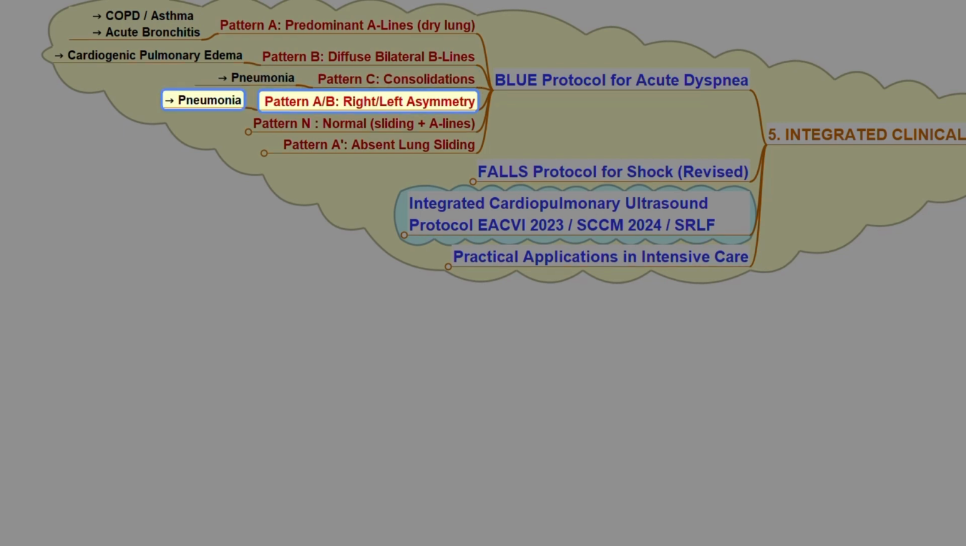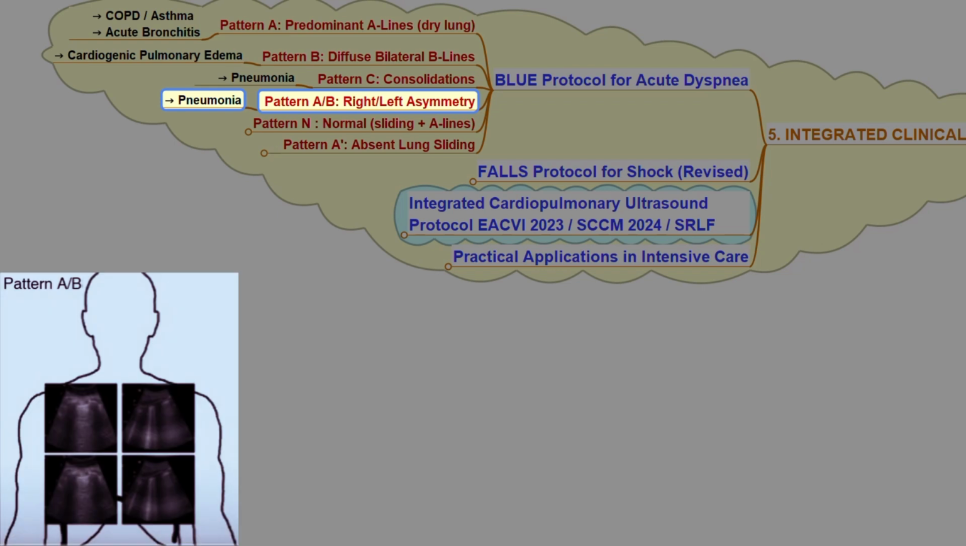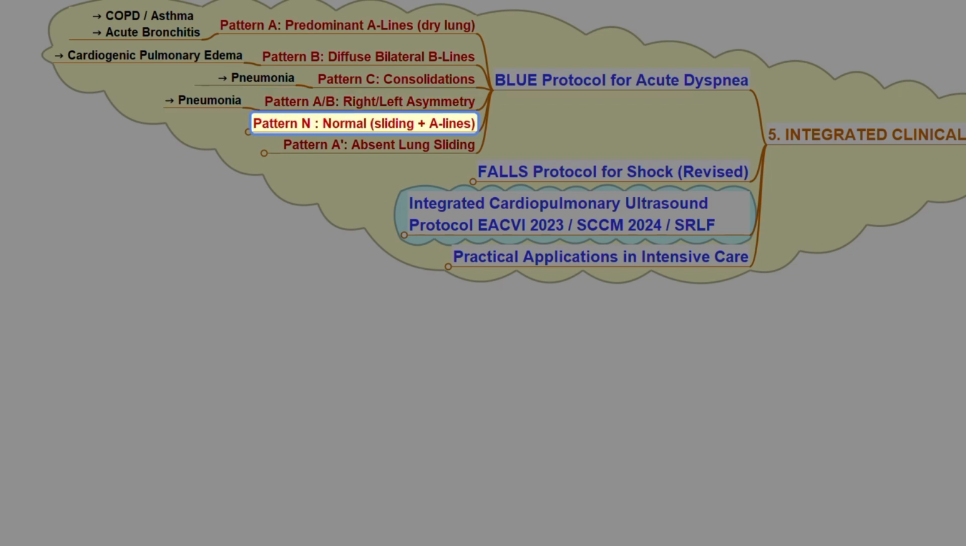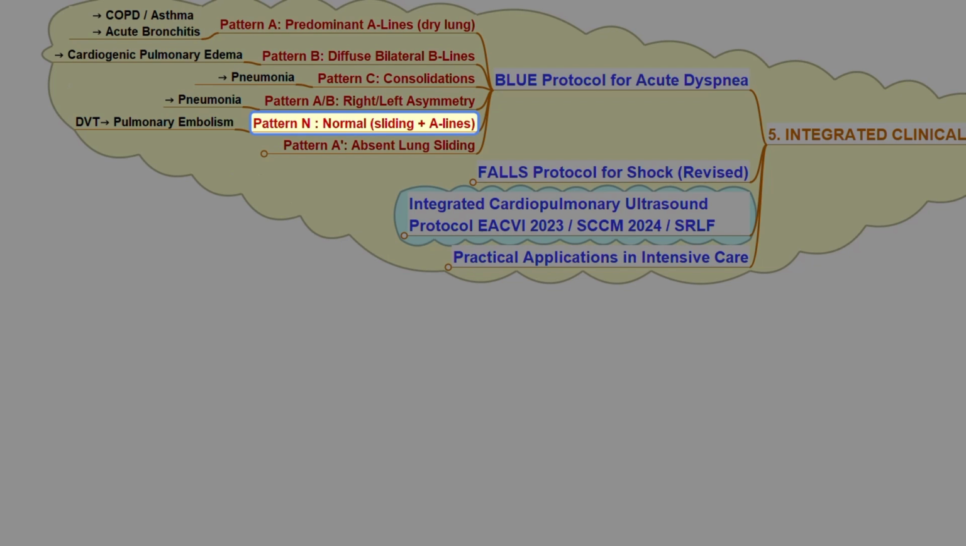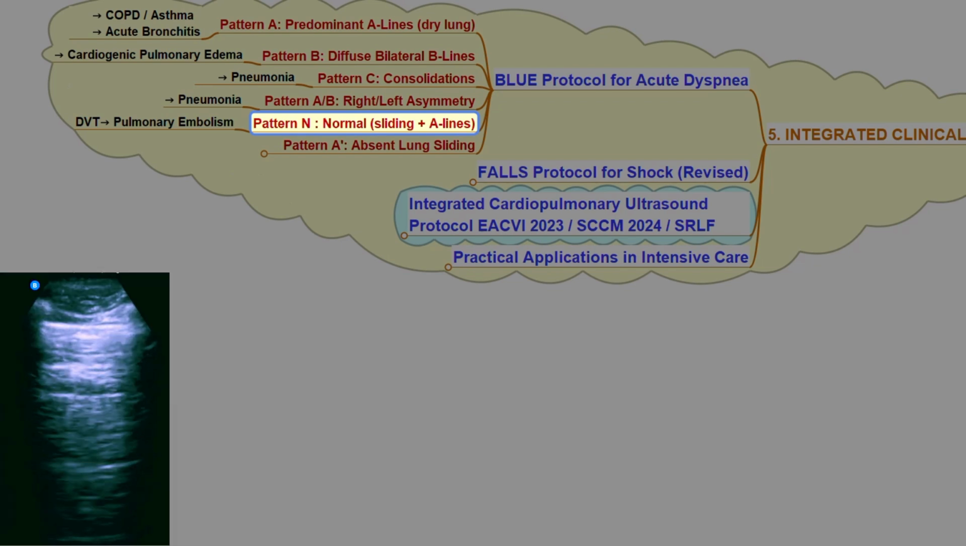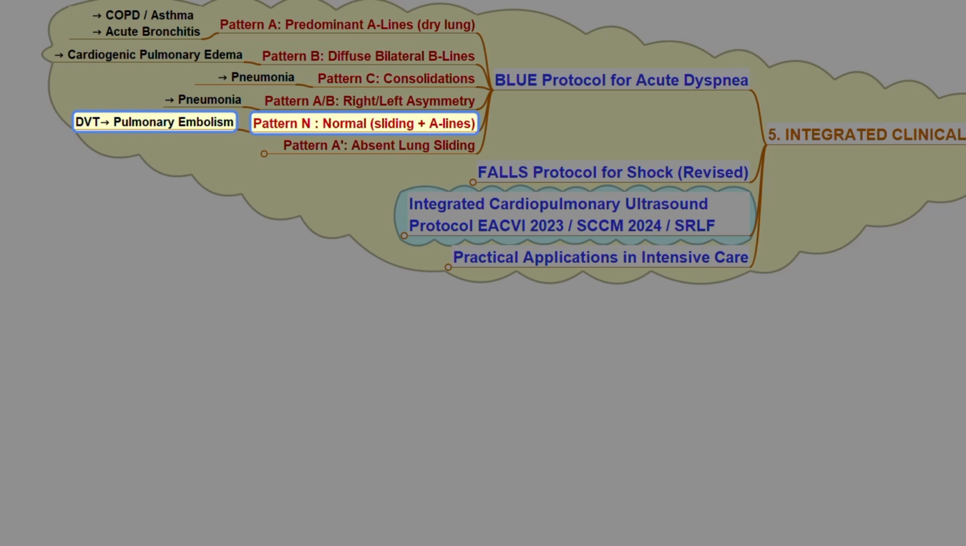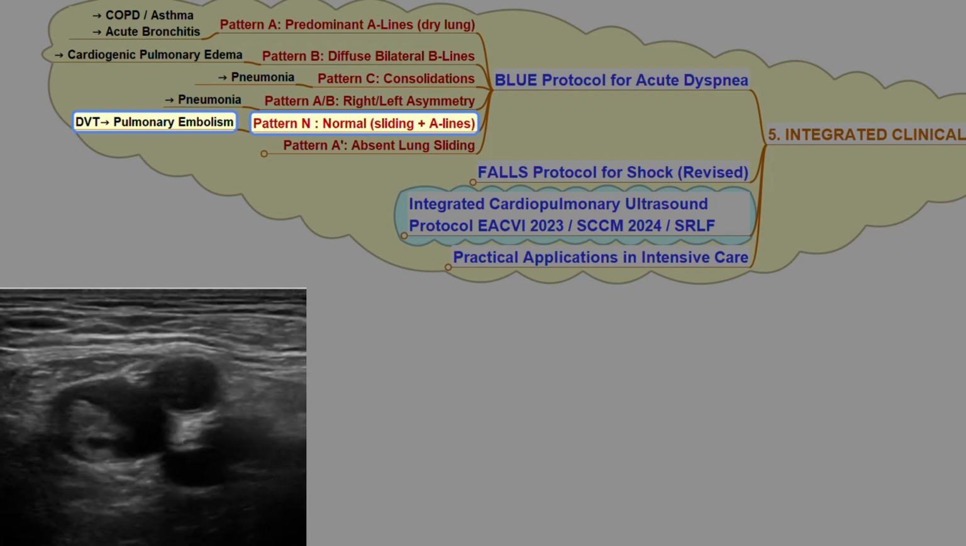Then we have the pattern AB, asymmetry between sides, A profile on one side, B or C on the other. This is seen in unilateral pneumonia. Then the pattern N with normal A lines and pleural sliding bilaterally. If we have this pattern in a dyspneic patient, we should consider an extrapulmonary cause, typically pulmonary embolism. In this case, perform venous ultrasound to look for deep vein thrombosis.